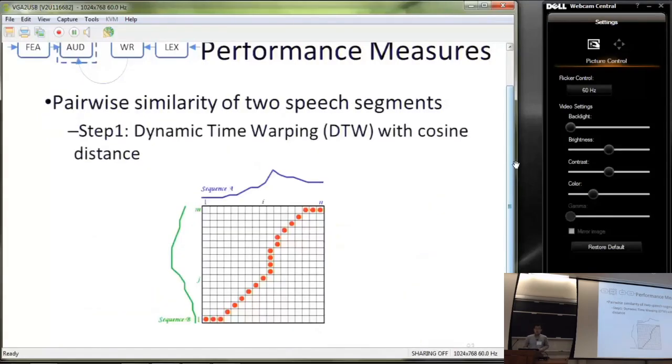In order to measure the performance of the same-different task, first we compute the pairwise similarity of two speech segments using dynamic time warping, DTW. The idea of DTW is shown in this picture. It's widely used to find the best matching of two sequences, A and B here, and these two sequences could have different lengths. Here we use the cosine distance to compute the DTW similarity.